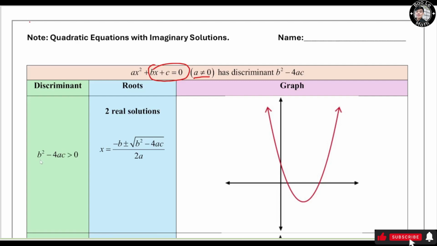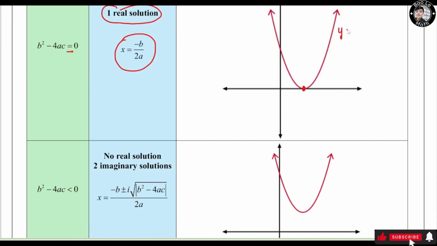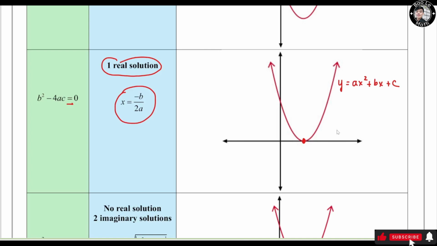The first case: if the discriminant is greater than 0, the quadratic equation has two real solutions. When you graph it on the x-y coordinate plane, you have two solutions, which are the two zeros. Second case: b squared minus 4ac equals 0, then the quadratic equation has one real solution, which is x equals negative b over 2a. And this could be right here.